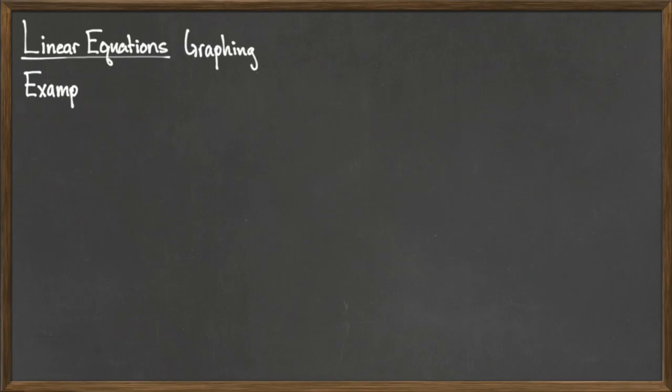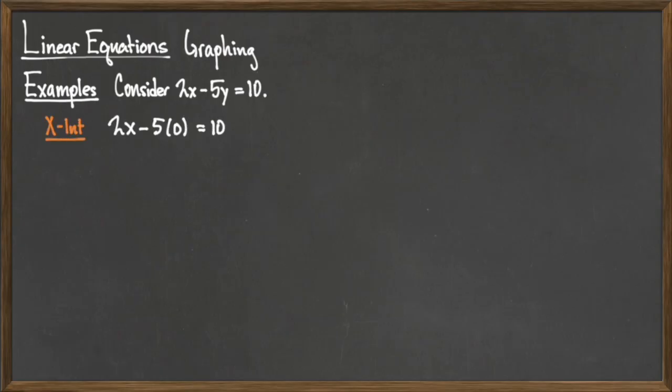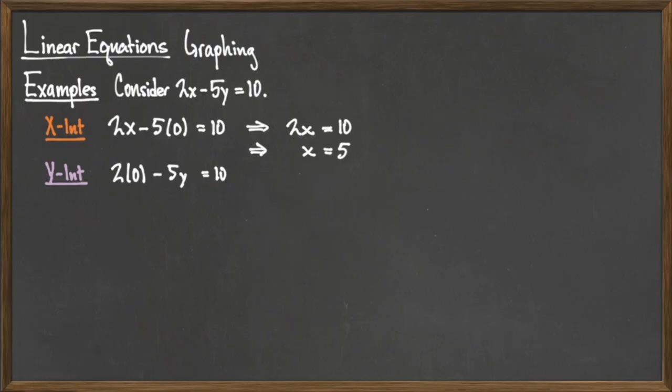So let's put this into practice. Consider the equation 2x minus 5y is equal to 10. To find the x-intercept, we set y equal to 0. This gives me 2x minus 5 times 0 equals 10, which reduces to 2x equals 10, and I can solve for x and get a solution of x equals 5. Next, for the y-intercept, I plug in 0 for x.